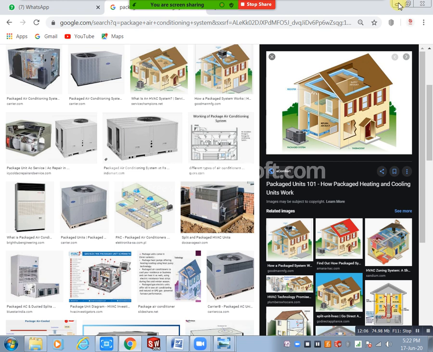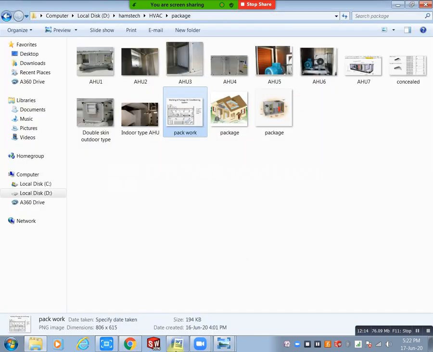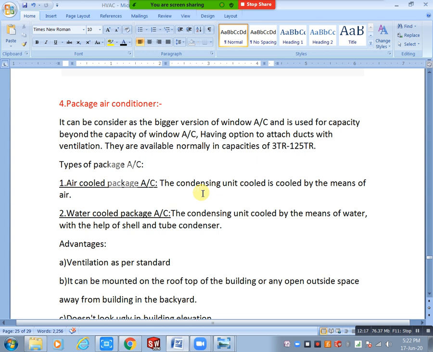Okay, now I have one doubt. For example, we have ductable split air conditioner, and at the same time package air conditioner. Both are there. Which air conditioner is best? Ductable split AC or package air conditioner? Ductable split. Why?